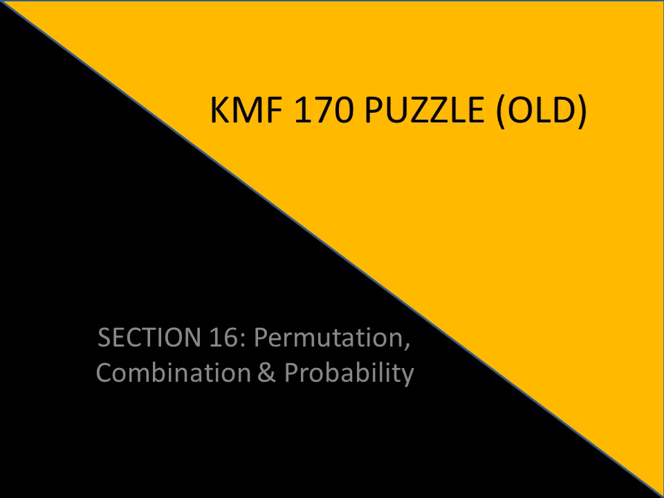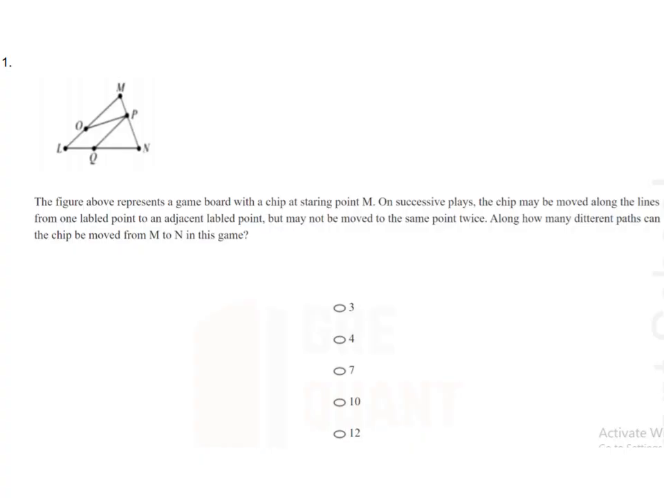Welcome to section 16 of KMF 170 puzzle. This section deals with permutation, combination, and probability. Let us start with the first question.